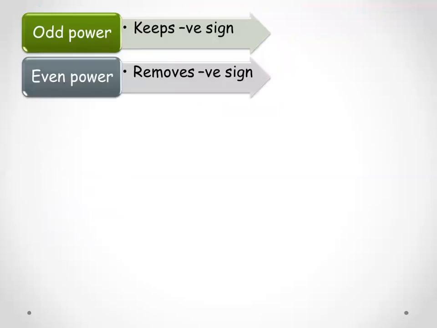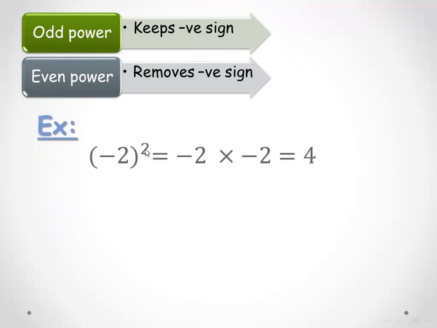Odd power, if my power is odd, it's going to keep the negative sign. If my power is even, it's going to remove the negative sign. Let's see an example to understand more. Negative 2 to the power 2 means I'm going to multiply negative 2 by itself 2 times. Okay? My power here is even. Multiplying two negative numbers means the answer is going to be positive, negative and negative, giving me positive. So 2 times 2 equal 4.